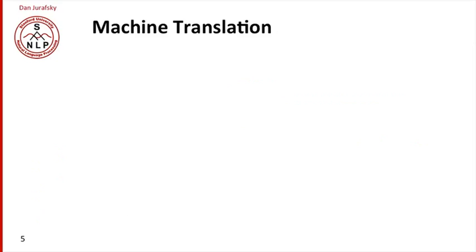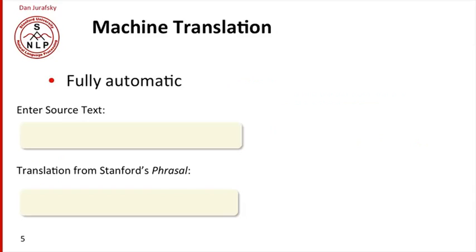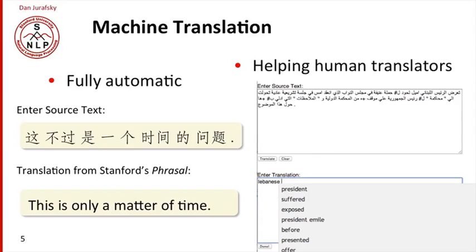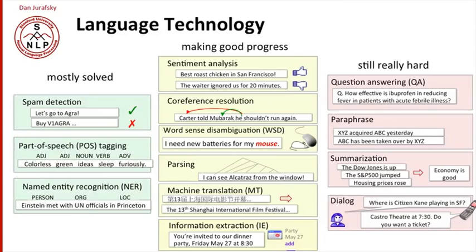Machine translation is another important new application. And machine translation can be fully automatic. So for example, we might have a source sentence in Chinese, and here's Stanford's Phrasal MT system translating that into English. But MT can also be used to help human translators. So here we might have an Arabic text, and the human translator translating it into English might need some help from the MT system, for example, a collection of possible next words that the MT system can build automatically and help the human translator.